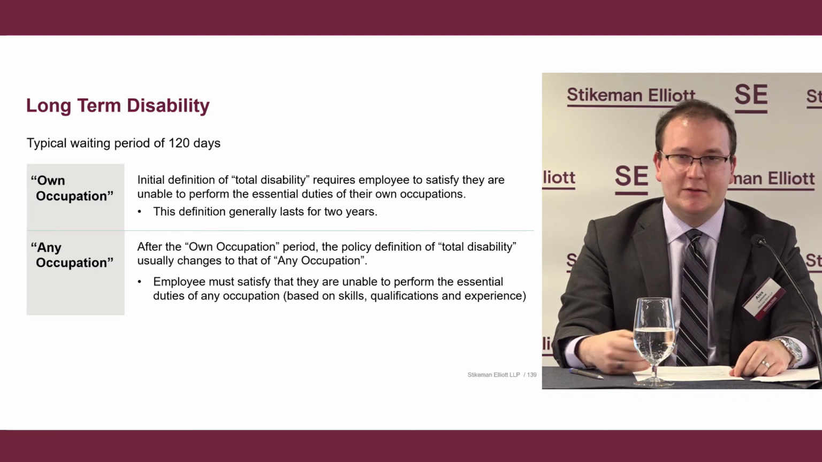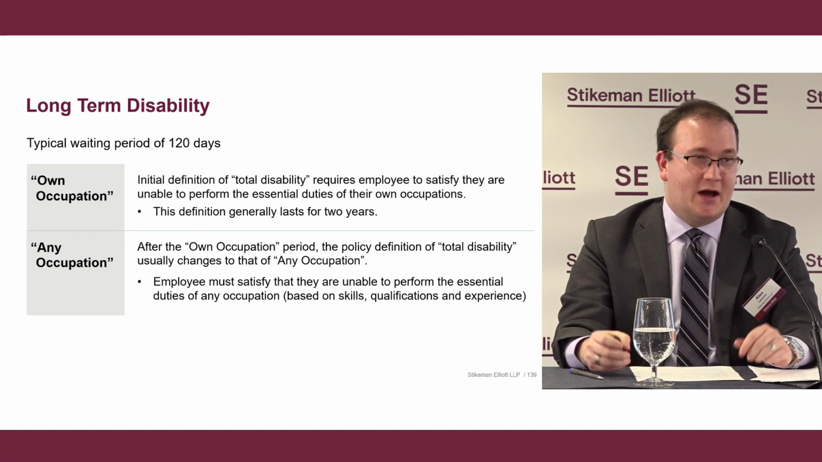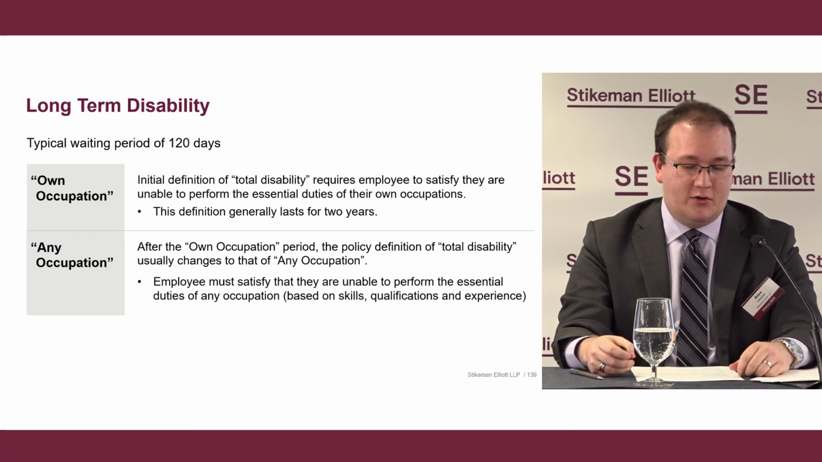After that, there tends to be a shift to what's called the any occupation. And that requires that the employee not be able to perform any occupation based on the employee's skills, qualifications, and experience. As you can imagine, often it's pretty easy to meet the own occupation threshold at this point, but the second one becomes much more difficult.